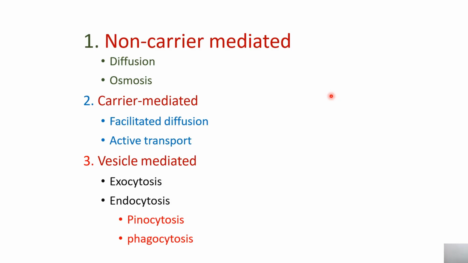So there can be various types of transportation, right? It can be either non-carrier mediated, like diffusion and osmosis, or carrier mediated, like active transport and facilitated diffusion. It can also be vesicle mediated, like exocytosis and endocytosis, and under endocytosis we can talk about pinocytosis and phagocytosis as well.